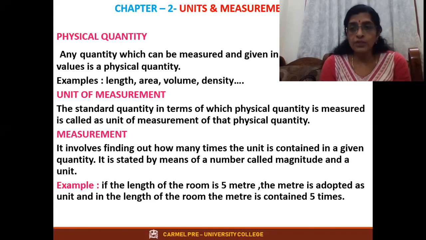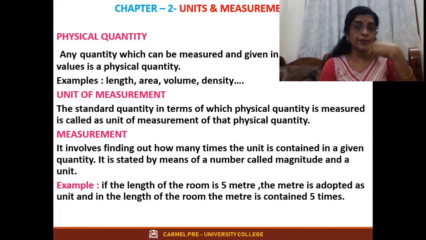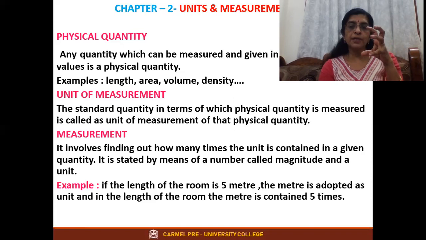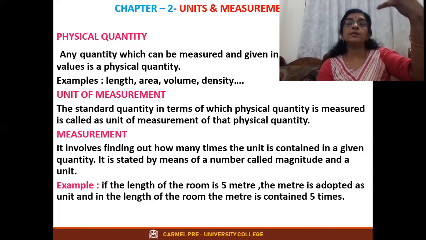If the length of the room is 5 meter, then the meter is adopted as the unit here. How will you represent that? The length of the room is 5 meter. That means it contains 5 times of that unit. So meter is 5 times. Same way for mass, if you are taking 10 kilogram, the kilogram is 10 times.